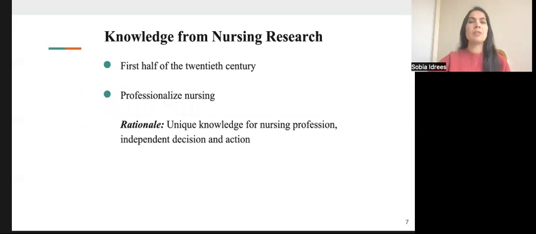Nursing research developed gradually through the first half of the 20th century. It arose out of the desire to professionalize nursing and the belief that a profession needed a unique knowledge base to support independent action in the area of expertise.